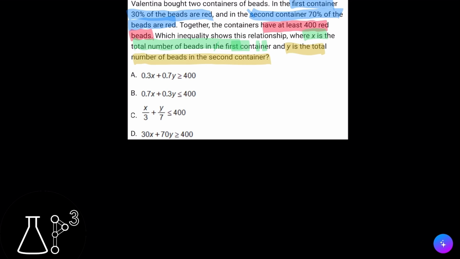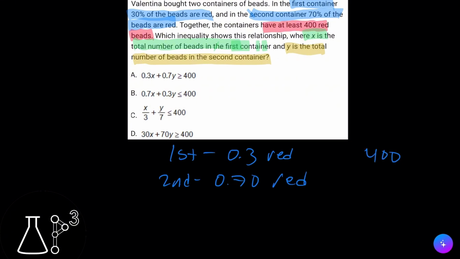Okay, so for the first container, I'm given that 0.3 are red. I'm just changing the percentages to decimals. And in the second container, I'm given that 0.70 are red. And I'm given that there's at least 400. So what does that mean? Whenever it says at least, that means there's a minimum value of 400 and more.